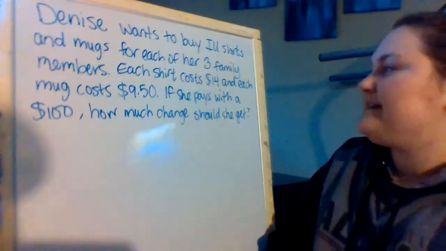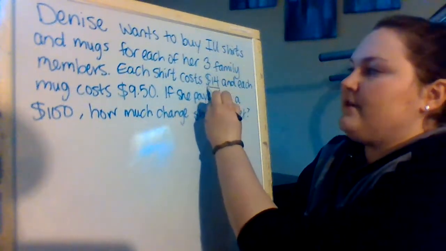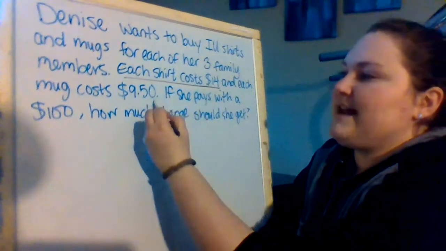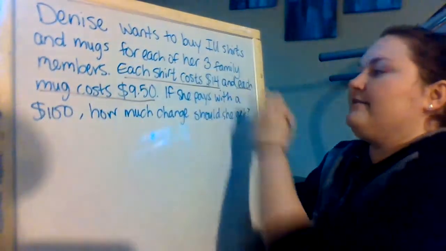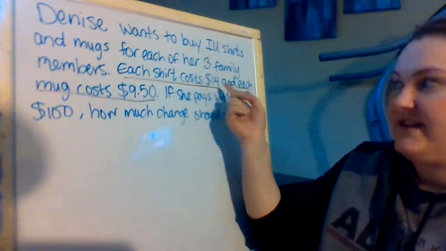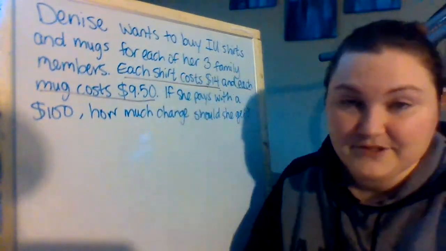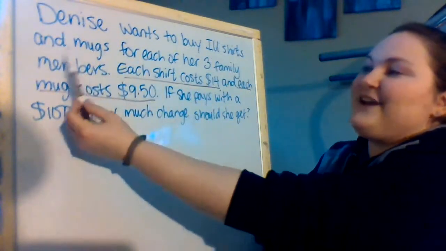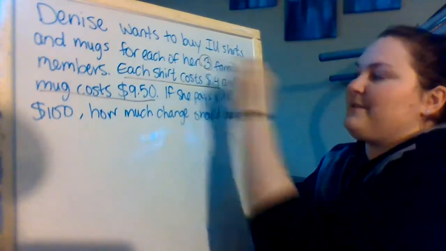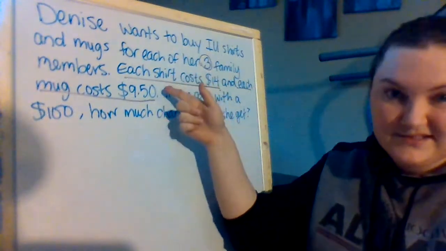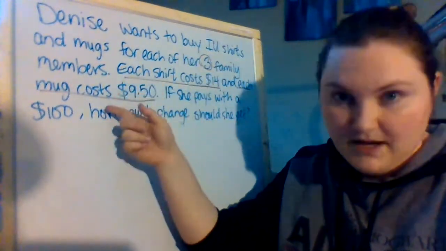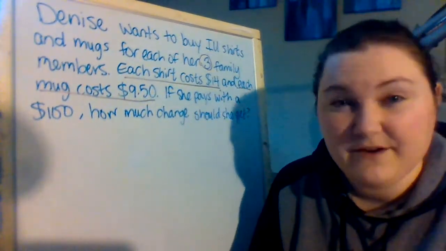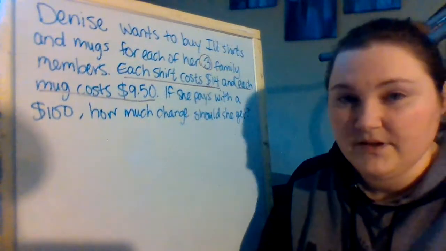Well, she's spending $14 on each shirt she buys. And she's also spending $9.50 on each mug. So we know the cost of the things. It's saying each shirt costs $14. Well, how many is she buying? She's buying IU shirts and mugs for each of her 3 family members. So that means she's buying 3 shirts and she's buying 3 mugs. Think through just that part there.